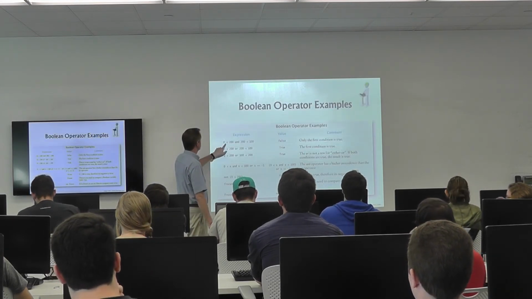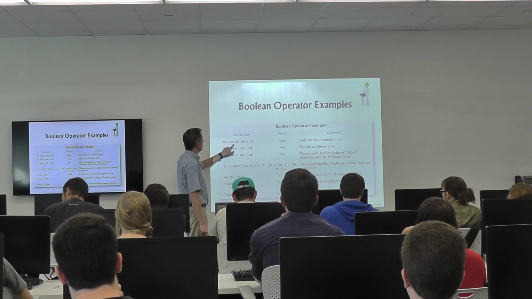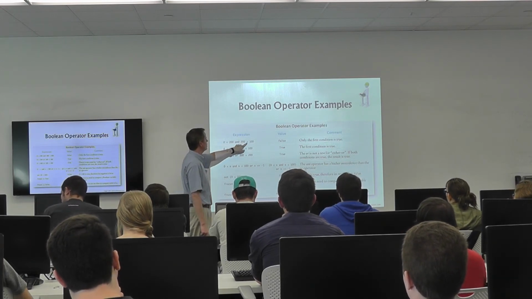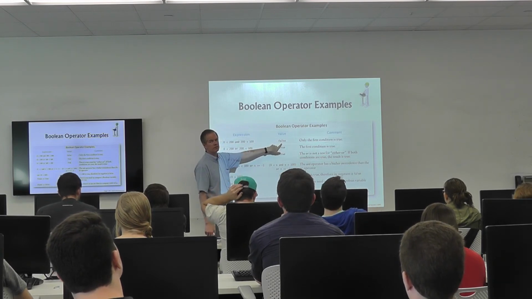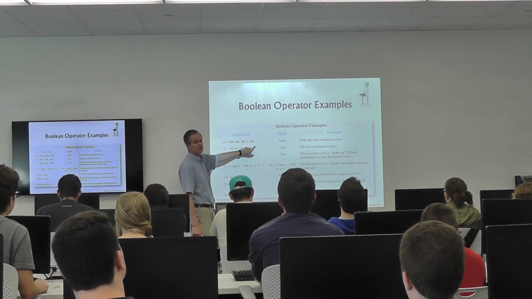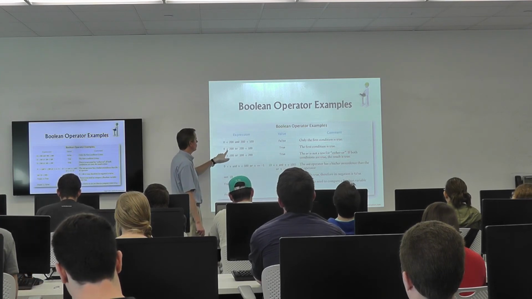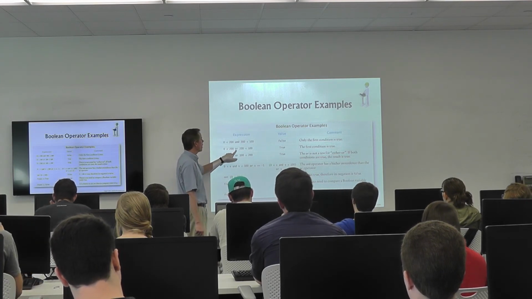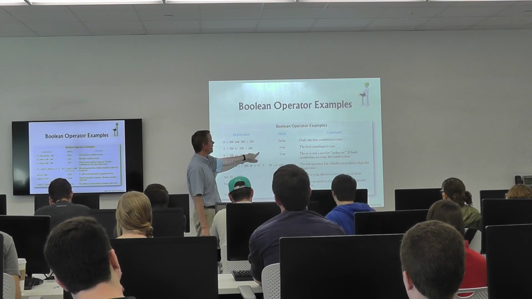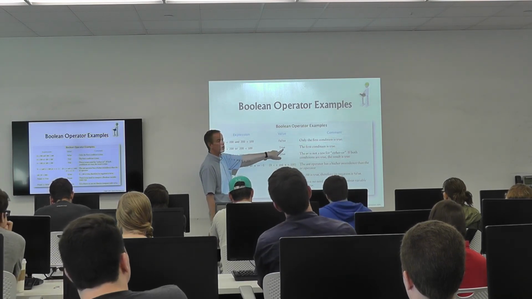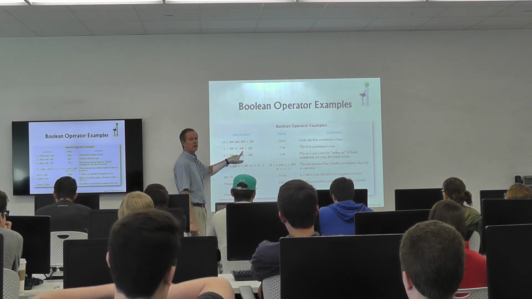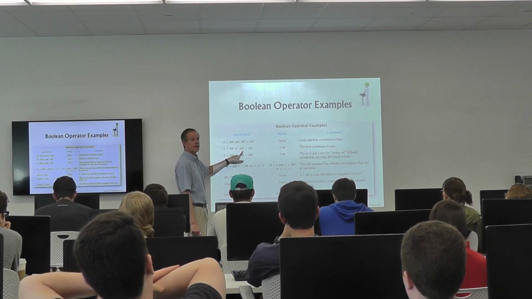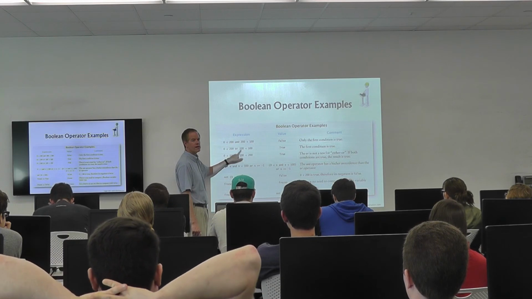Boolean operator examples. 0 less than 200 and 200 less than 100 is, and why is it false? That is exactly correct. Okay. 0 less than 200 or 200 less than 100 is what? And why is that? But this is still false. So why did that turn it? Why is that? So that means what?